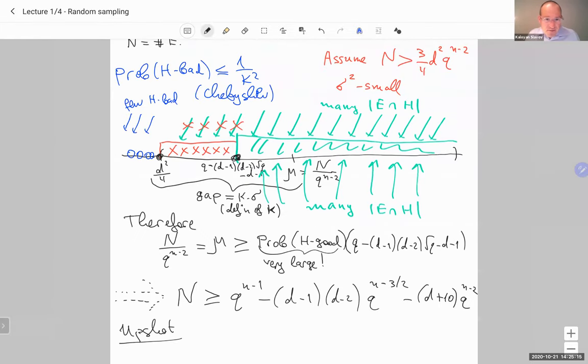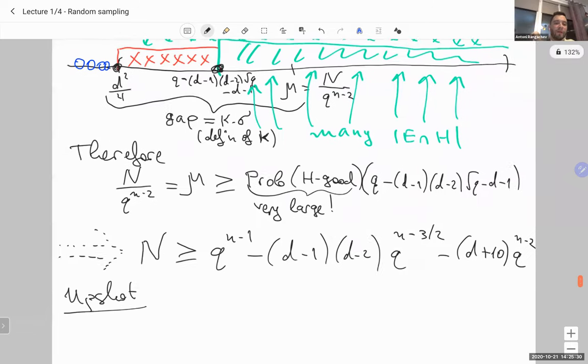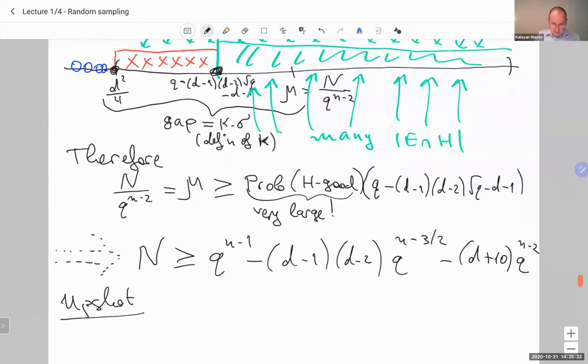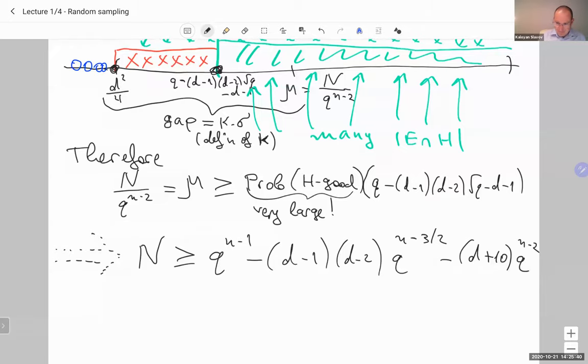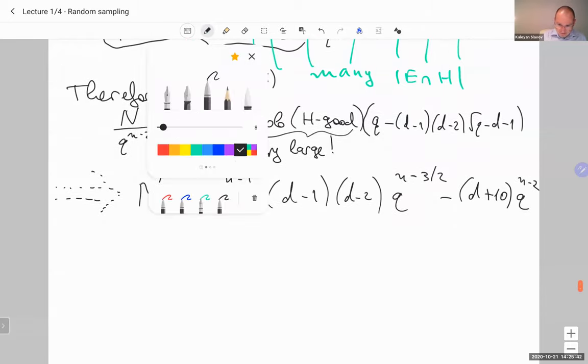Yes? Can you tell us how to, I mean, at least one line of the estimate of the probability of H being bad? I mean, you said it's a couple of lines, but if you can give us just the start so that it does not look like magic. Yes, sure. So let me delete this. So here, define K. Let me write it like this.